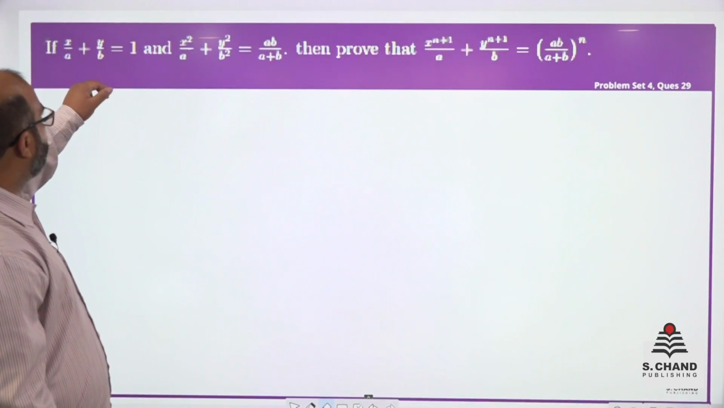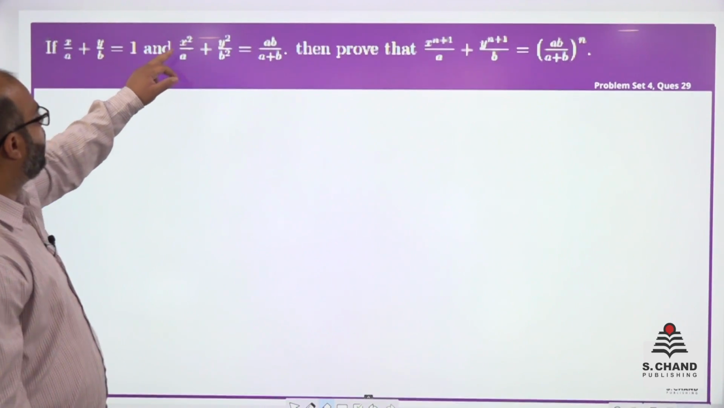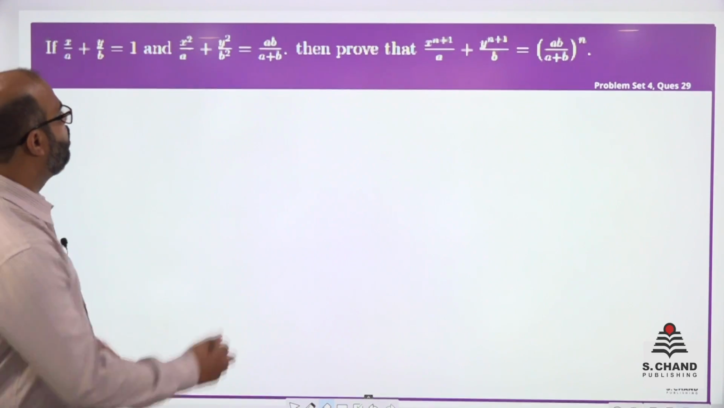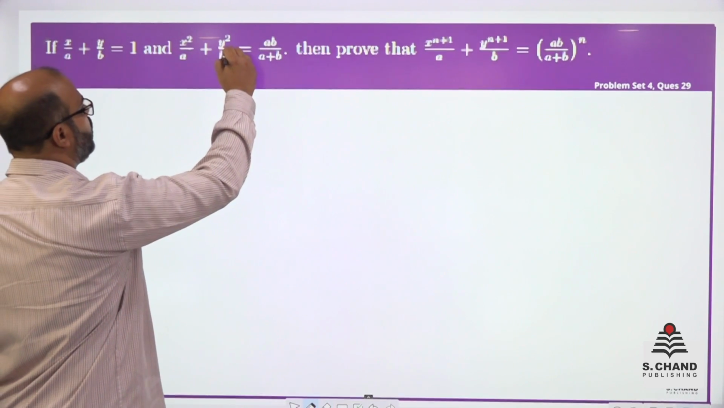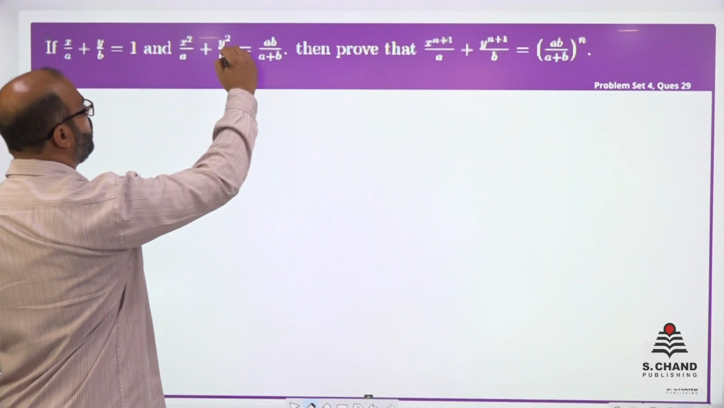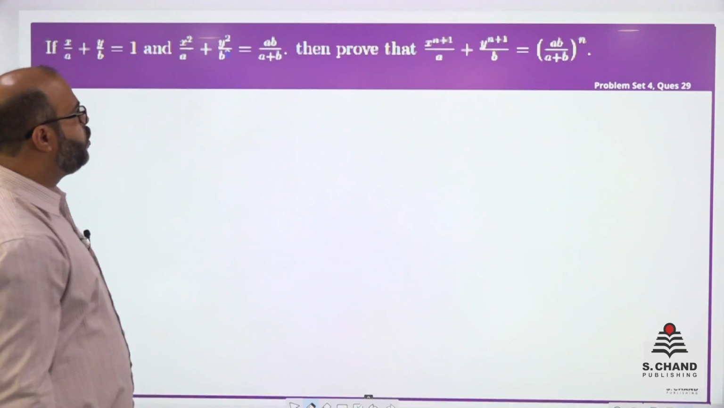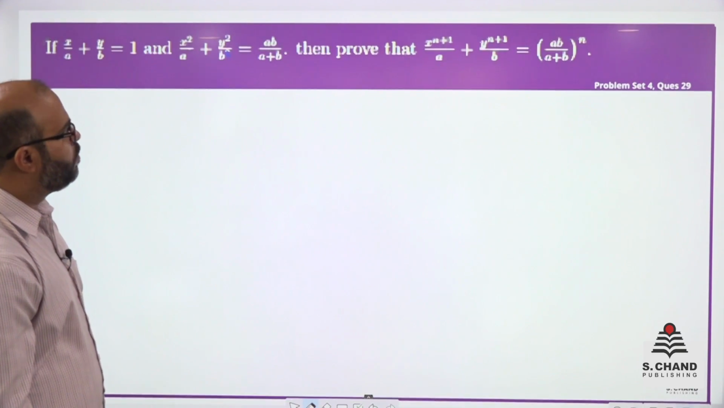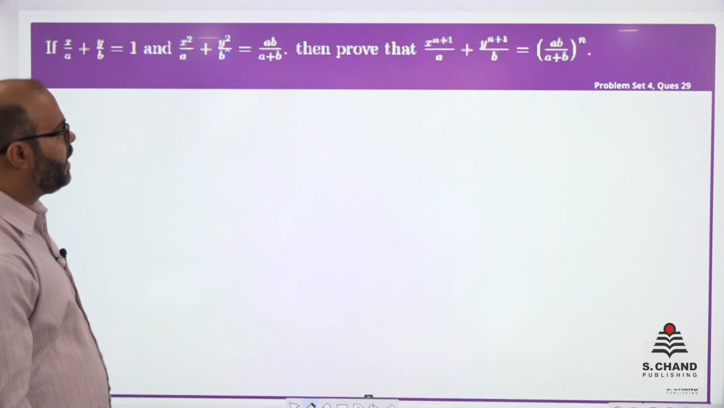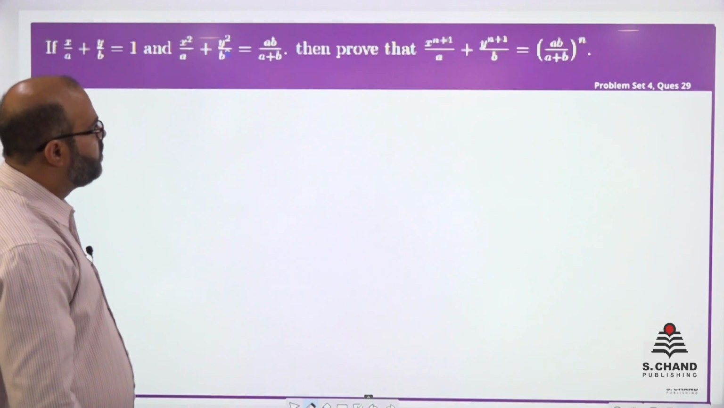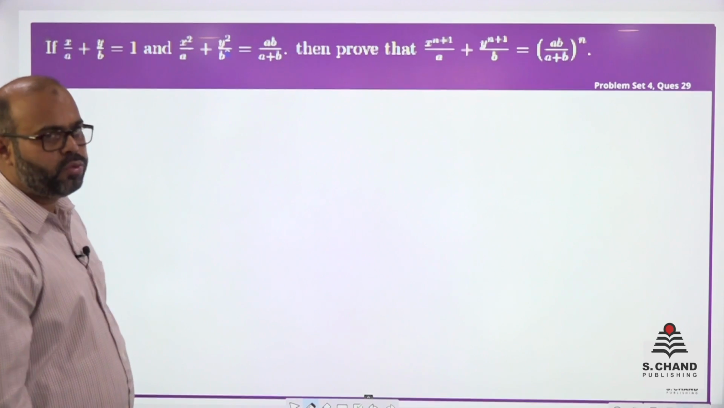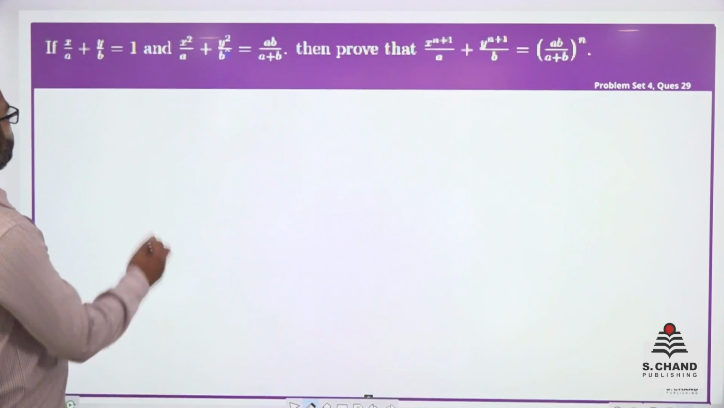If x by a plus y by b is equal to 1 and x square by a plus y square by b, no, it is b, it is wrongly typed b square, is equal to ab by a plus b, then prove that x to the power n plus 1 by a plus y to the power n plus 1 by b is ab by a plus b to the power n. So, this is what we have to prove.